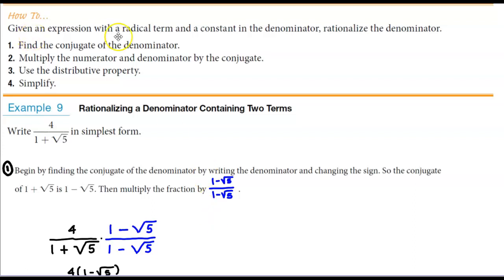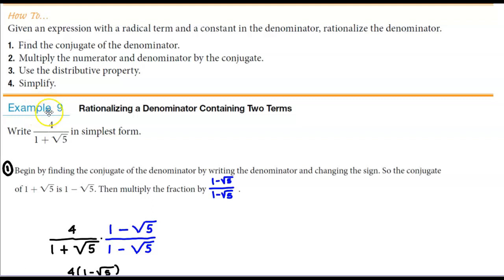Given an expression with a radical term and a constant in a denominator, we want to be able to rationalize the denominator. Number one, we need to find the conjugate of the denominator. Number two, we need to multiply the numerator and denominator by the conjugate. And number three, we're going to use the distributive property. And then number four, we're then going to simplify.